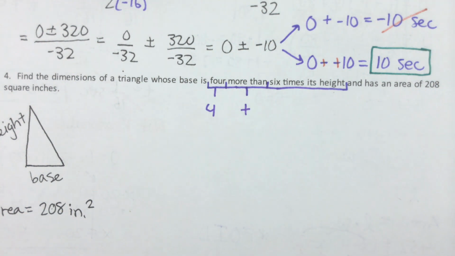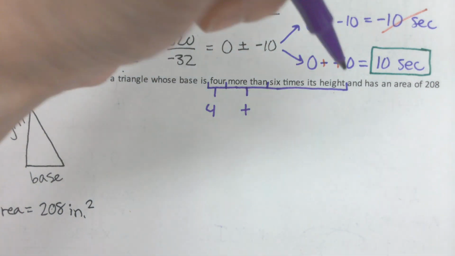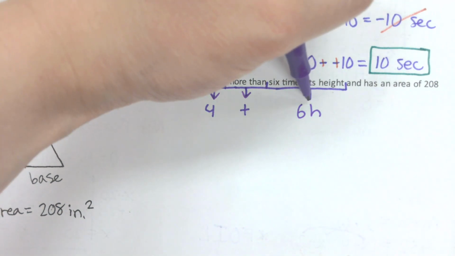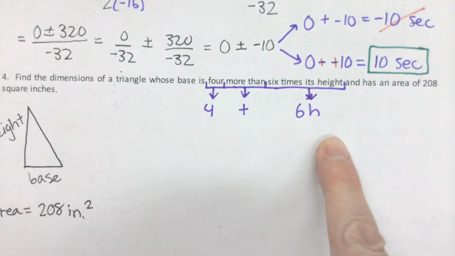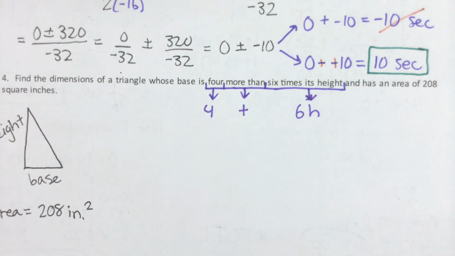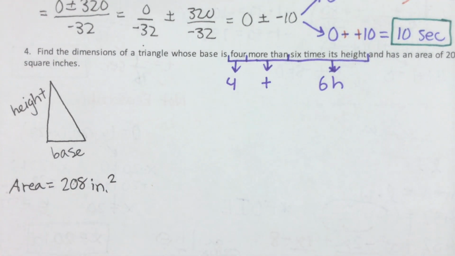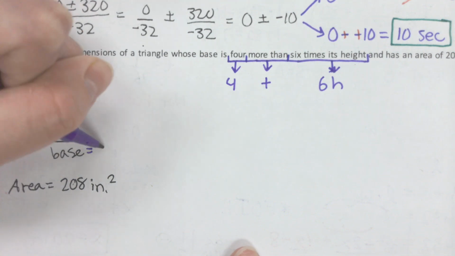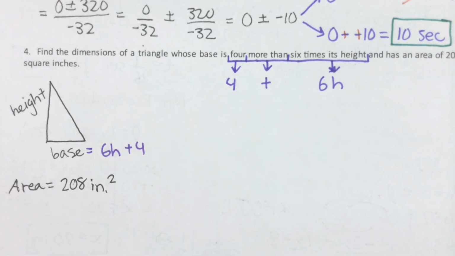6 times its height. How would I write that? Yep. 6 times its height, 6 times h, that's 6h. So this is the expression. I'm going to flip the 4 and the 6h around because typically we do that order. So that's the base. The base is this information here. So base is 6h plus 4. Just switch the order there. They don't give me any new information about the height, so the height is just going to be h.